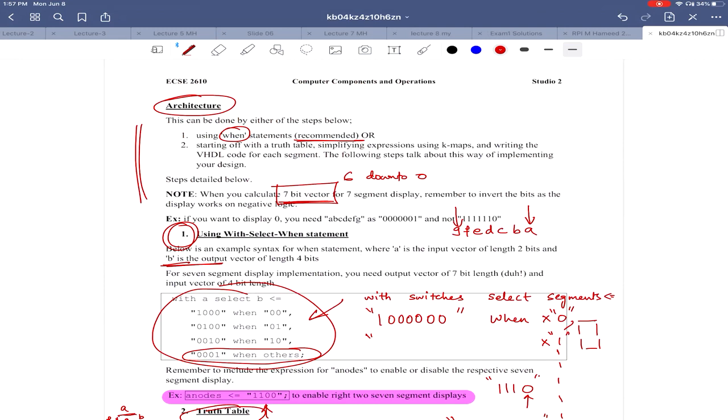So you have multiple options to design the architecture of this, and using the with select when, that architecture can be very, very short, right? Only about 15, 16 lines in this, that's it. All right, so let me take a pause here and see if you guys have any questions.